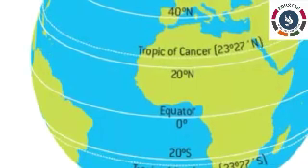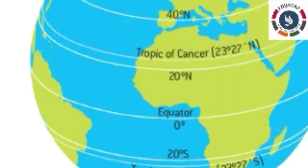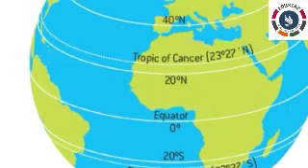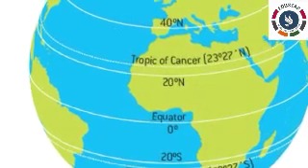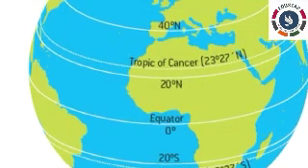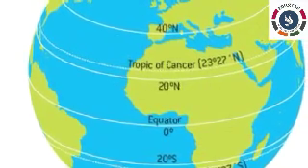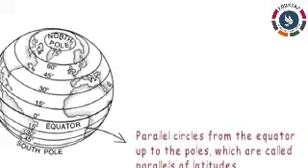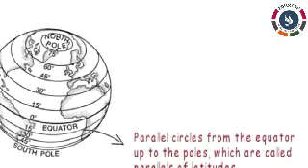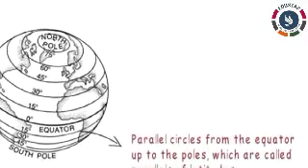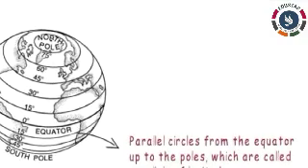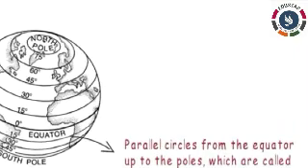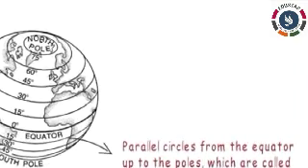All parallel circles from the equator up to the poles are called parallels of latitude. Do you see in that picture? The lines are from east to west, right? Latitudes are measured in degrees. The equator represents the 0-degree latitude.